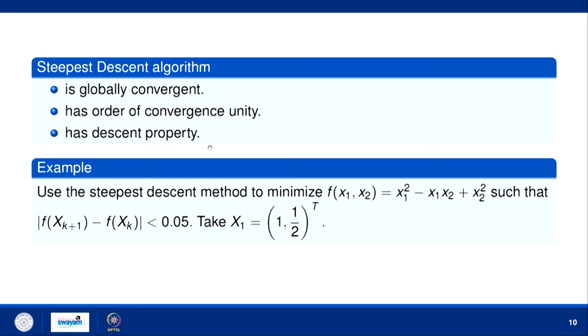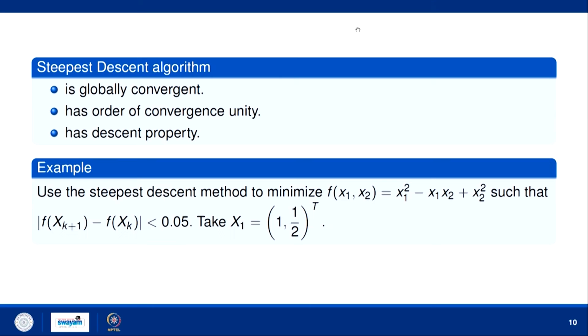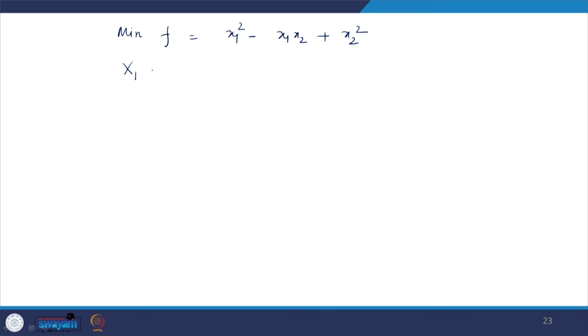method by an example. Suppose you want to minimize the function x 1 square minus x 1 x 2 plus x 2 square, such that the difference of two consecutive values should be less than 0.05, and the initial guess is given as 1 and half. So, what is the problem? The problem is minimization of f which is equal to x 1 square minus x 1 x 2 plus x 2 square. Okay. What is the initial guess? The initial guess is 1 comma 1 by 2.